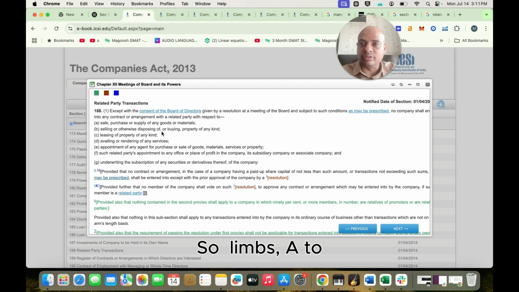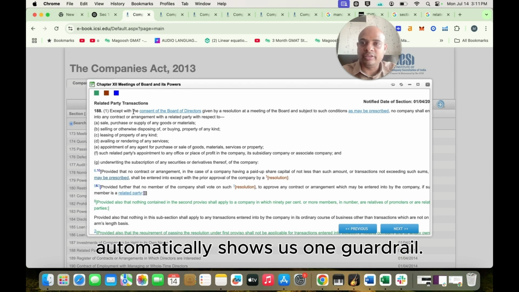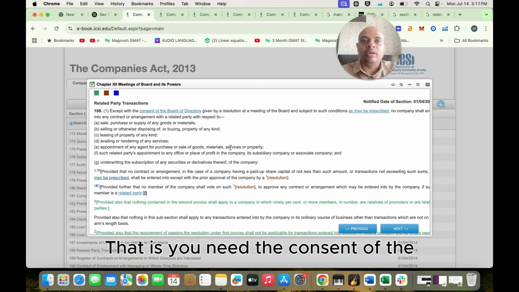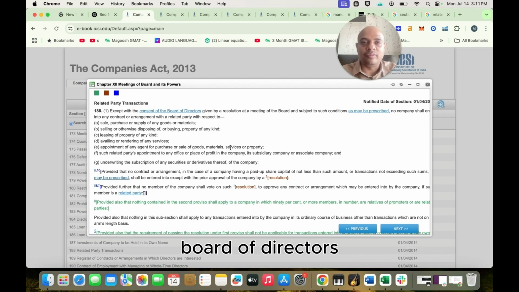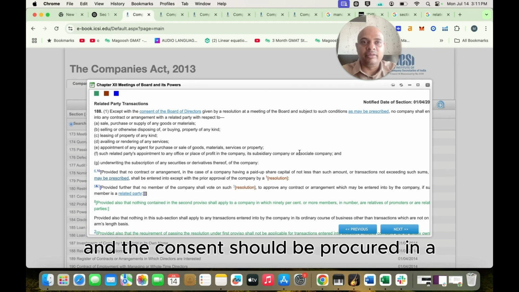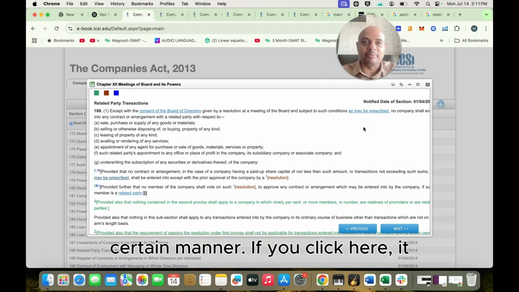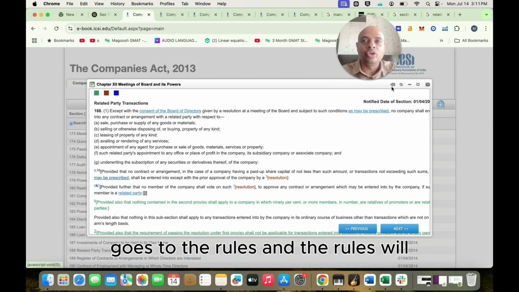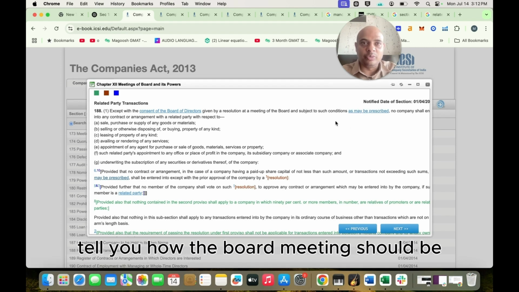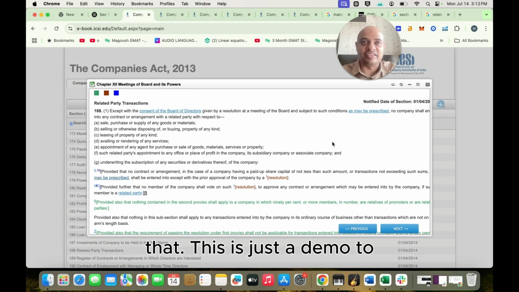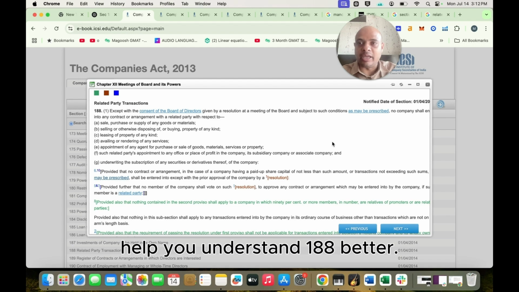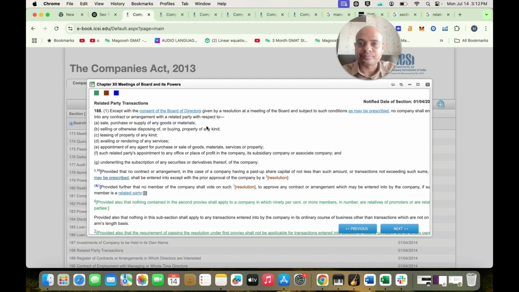So limbs A to G list out all of the related party transactions, and it also automatically shows us one guardrail, that you need the consent of the board of directors. And the consent should be procured in a certain manner. If you click here, it goes to the rules, and the rules will tell you how the board meeting should be conducted. We're not going to go into that. This is just a demo to help you understand 188 better.